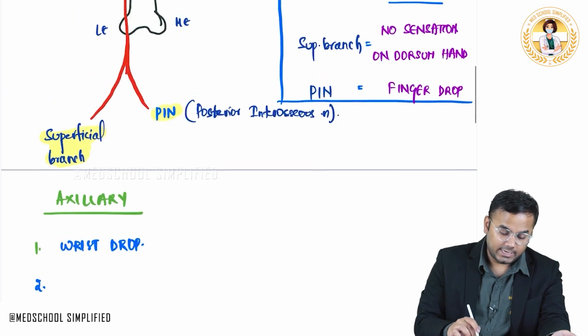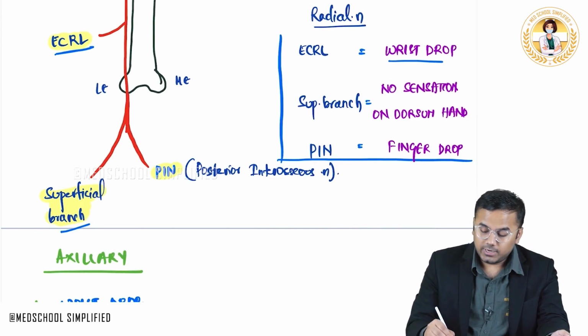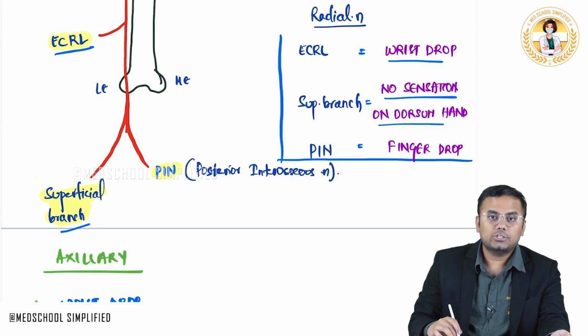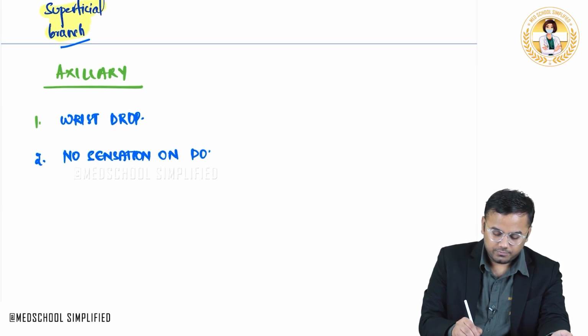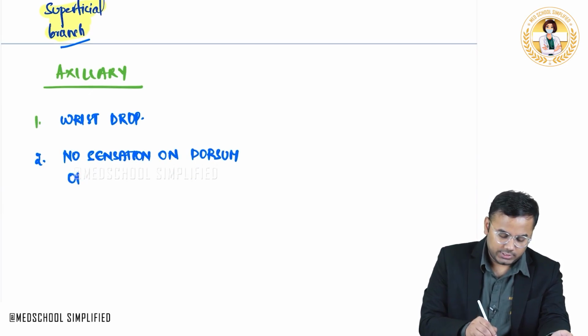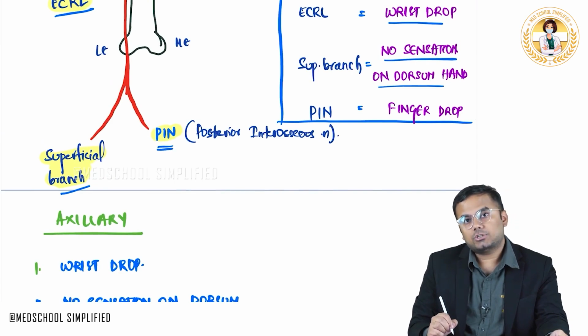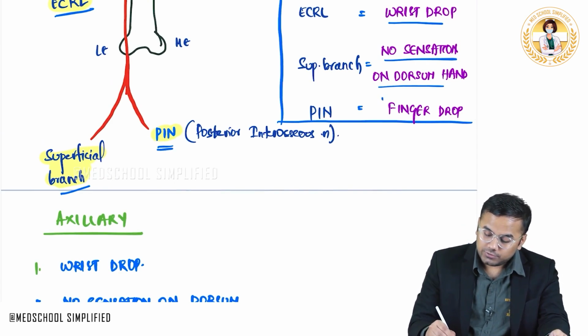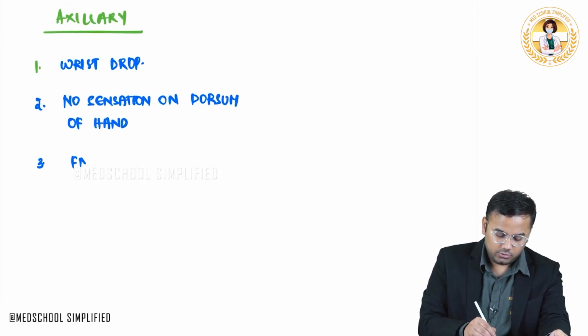Then what is the second thing? Second thing, is the superficial branch working in the patient? No. If the superficial branch is not working, then what will happen? No sensation on the dorsum of the hand. And the third important thing is, is the posterior interosseous nerve working? No. If the posterior interosseous nerve is not working, what will happen? It will lead to finger drop.